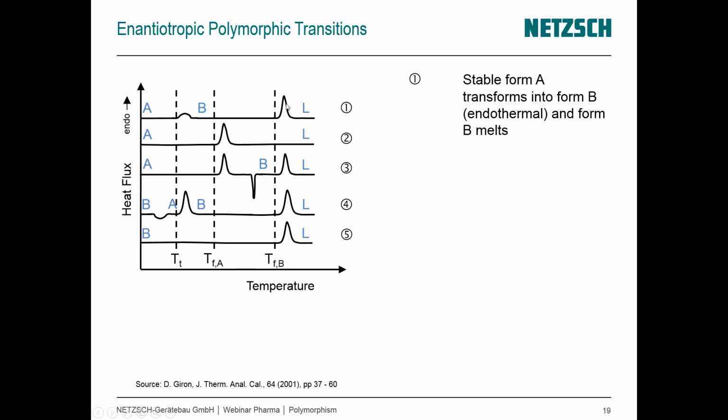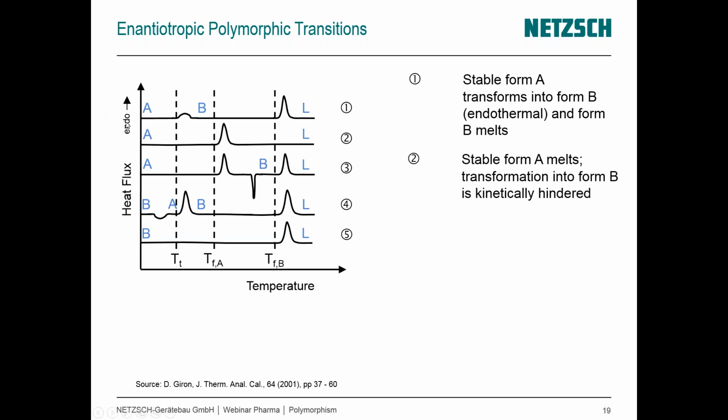And so what's going on? As we're heating our material, we have, in this first case, an endotherm, a small endotherm, and then another larger endotherm. So what we have here is stable form A transforms into form B. So this is an endothermic effect. And then that form B melts.